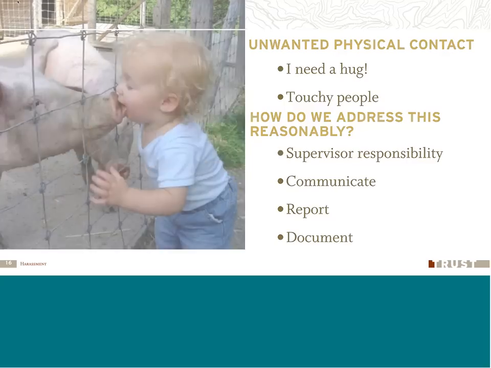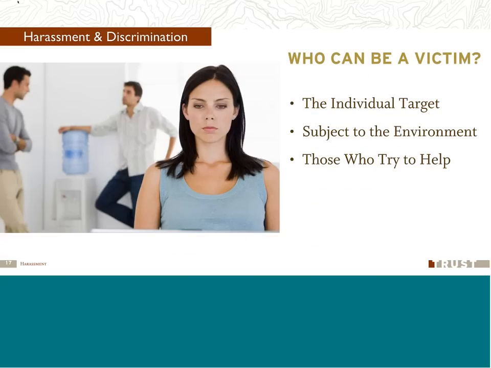Who can be a victim of harassment and discrimination? Well, it can be that individual that I'm bugging to get them to go out with me or something like that. It can be that individual target. It can be anyone in the environment, someone who's subject to the environment. So we've got a couple of people hanging out around the water cooler and they have an inappropriate topic of conversation, whether that's storytelling or jokes they're sharing that aren't appropriate for the workplace. These two people may be perfectly fine with the conversation and it's welcome, and so they're okay with it. But if somebody else can overhear it, that's the environment.